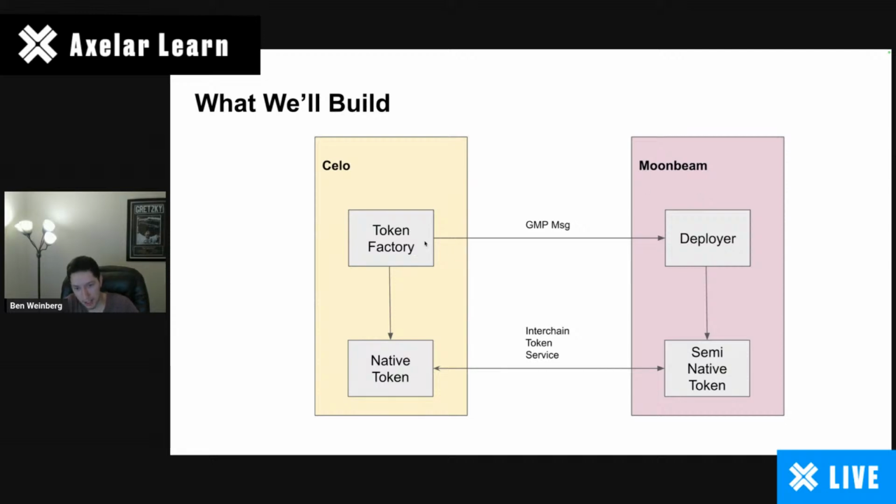So we're going to use GMP to talk to our deployer, which is an instance of our token factory on a different chain, which will then deploy the semi-native token. And then via the Interchain Token Service, we will be able to send cross-chain transactions from our semi-native tokens to our native tokens, on Celo, to Moonbeam, to any other chain which we want to deploy on. So let's get to it. We're going to start off with building the native token.